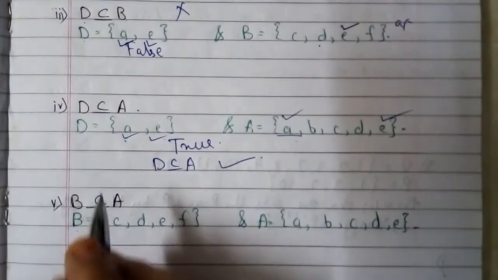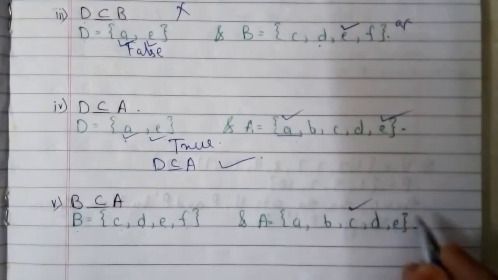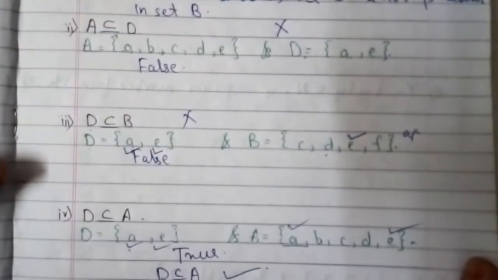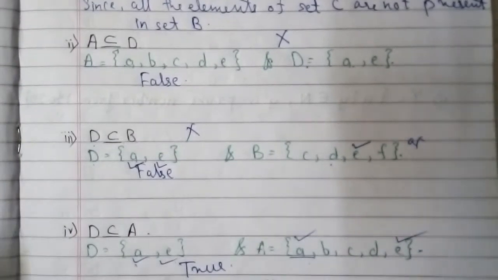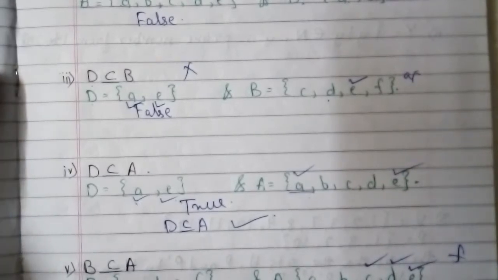Now the fifth one is B is a subset of A. So let's see the elements of B. These are C, D, E, F. So C is there in A, D is there, E is there, but F is not there. Yes, F is not there. So this is also false.